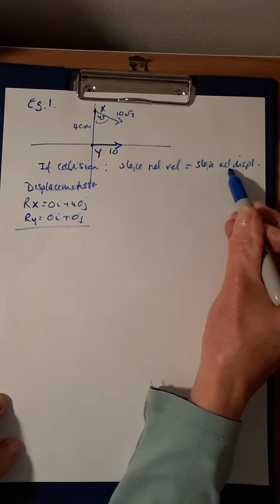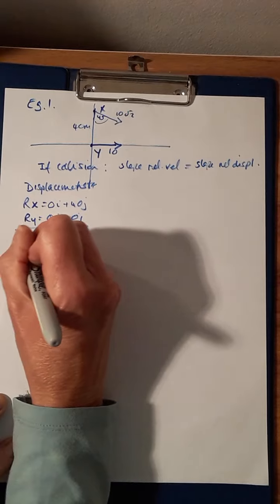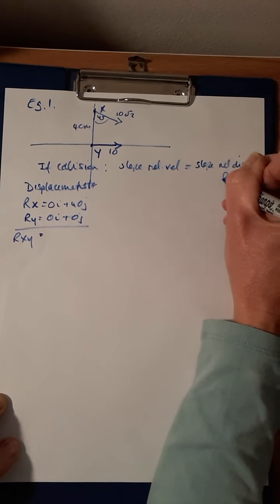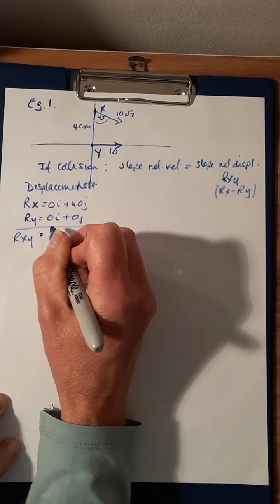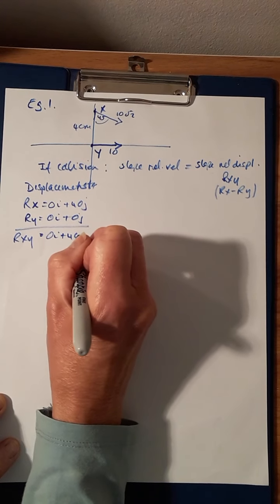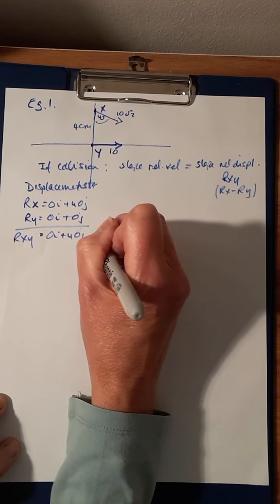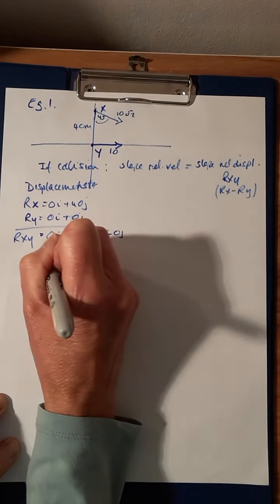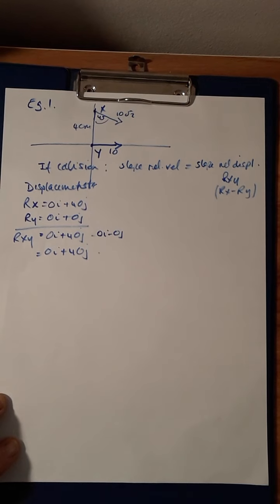Now, their relative displacements, that means I'm looking for the r of xy, which of course is rx minus ry. So rx will be 0i plus 40j, and of course I'm going to take from that 0i plus 0j, which will just be 0. And when I do that, I get 0i plus 40j. So that's their relative displacement expressed in terms of i and j.